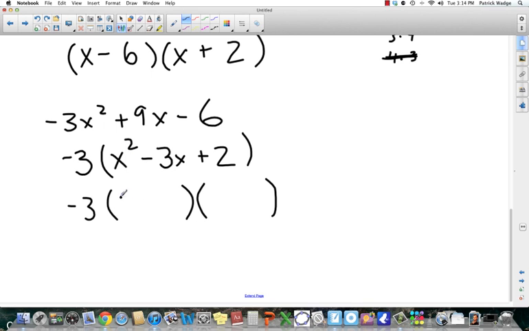Okay, x squared, so that's going to become x and x. We're looking for two numbers that multiply to 2 and add or subtract to 3. Well, the only numbers that multiply to 2 are 1 and 2. So we must have 2 as our first number, the big number, and 1 is our second number, the smaller number. Drop this sign down. Negative 2 times what equals positive 2? Negative or positive? Negative times a negative. Okay, that's the answer for that one.